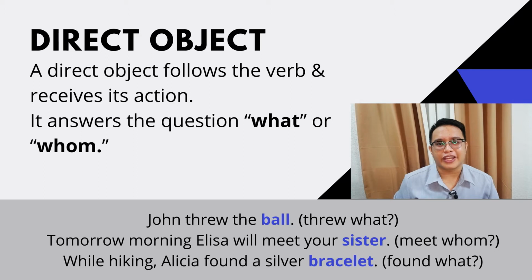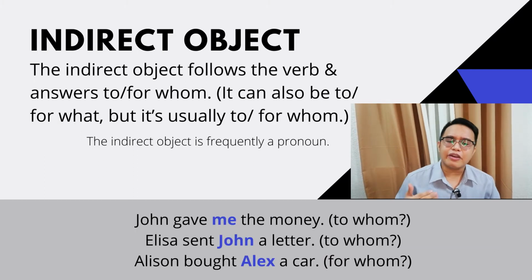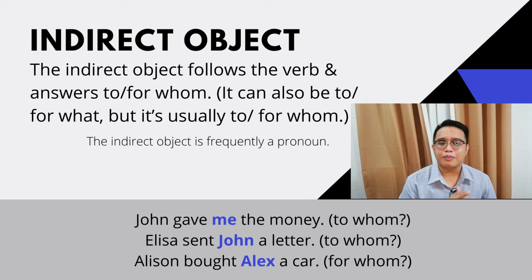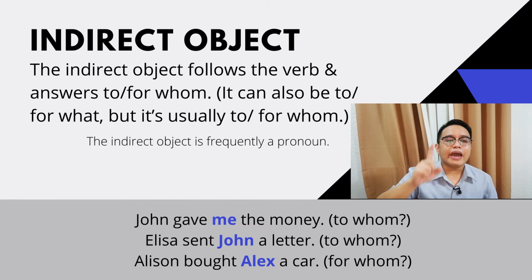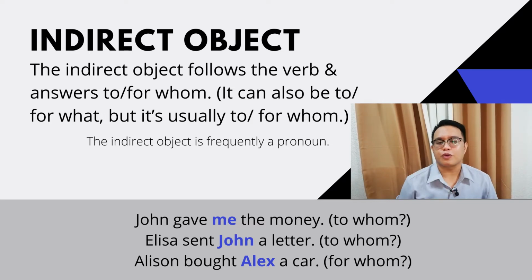Okay? Now let's go to the indirect object, and the indirect object follows the verb. Follows the verb gyapon, after gyapon is a verb, and answers to whom or for whom.